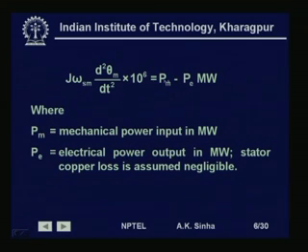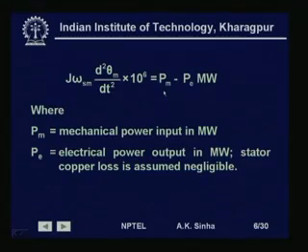What we have done in this case is that we have assumed that there are no losses taking place in the electrical machine, that is, Pm minus Pe for a synchronously rotating rotor will be 0. There is no loss which is taking place. One can always take care of losses, if one wants, by modifying Pm or Pe to take care of them.